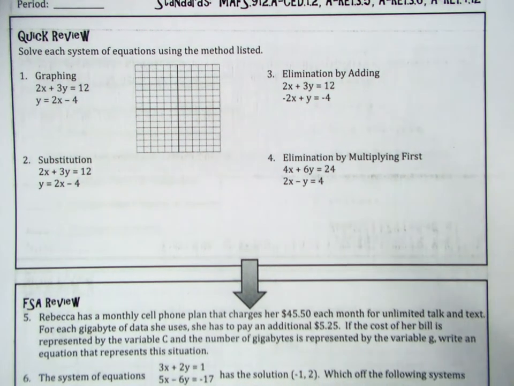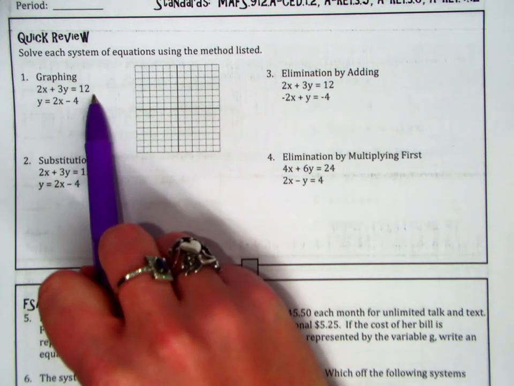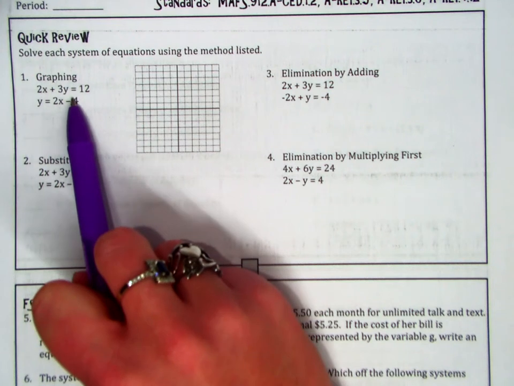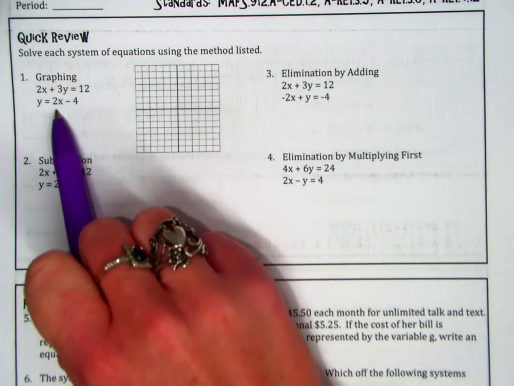All right, so let's look at review number 3. We're going to be dealing with systems of equations. My first one deals with graphing. My first equation is in standard form, which is ax plus by equals c, and my second one is in slope-intercept form.